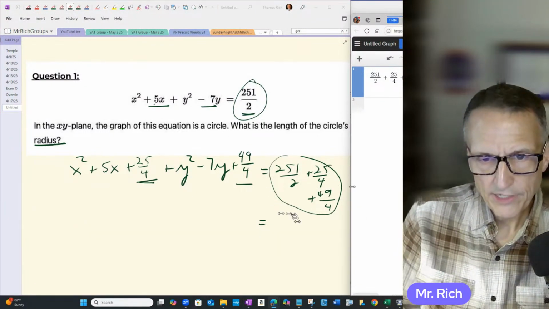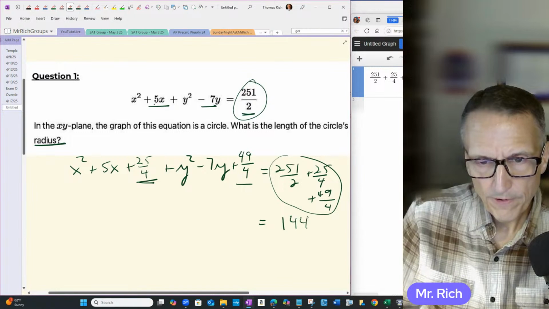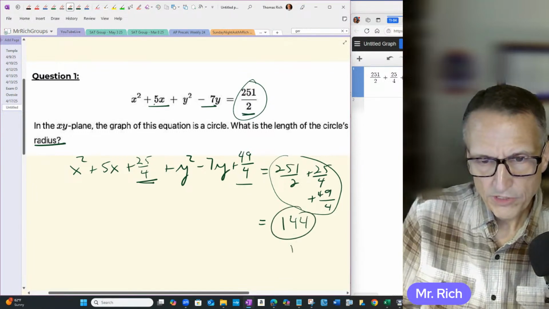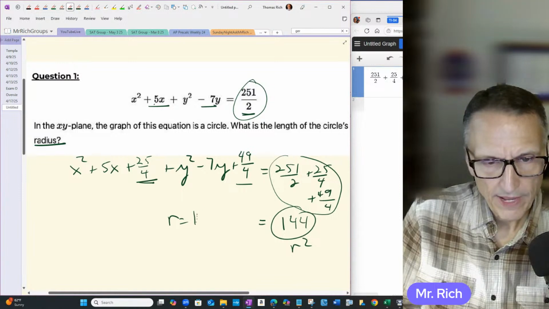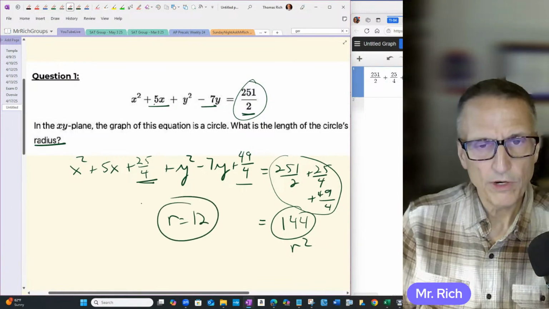And you can see that that answer is 144. Therefore, that's the r squared. And so therefore, r has to be the square root of that, which is going to be 12.